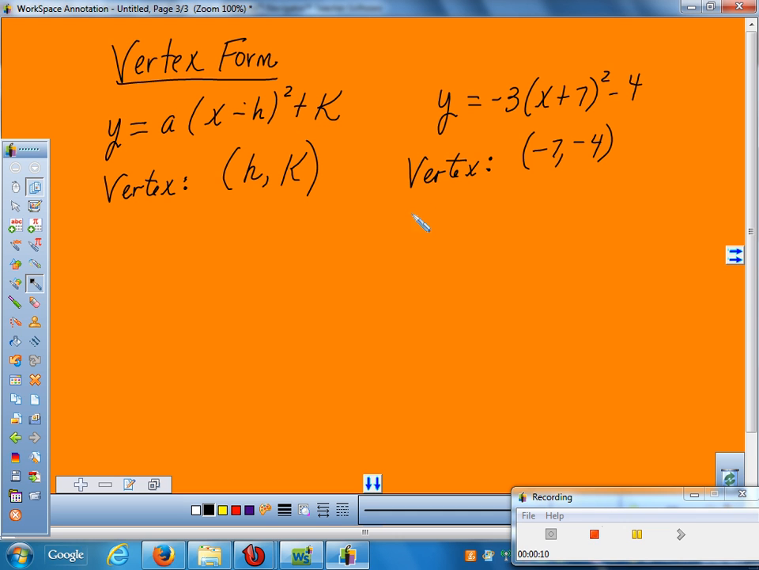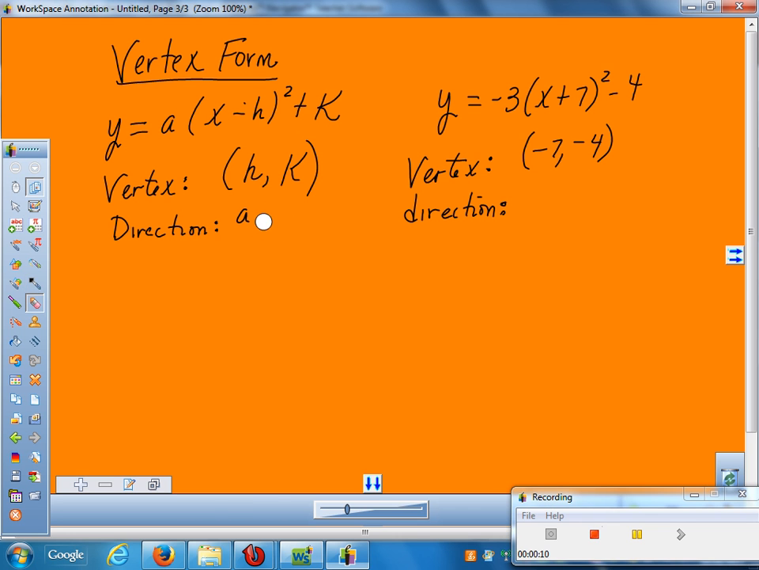Then I'm going to ask you some other things. I'm going to ask you what direction it will go in. How do you know whether this parabola is going to curve up or curve down? Yeah, the sign in front. So when we talk direction, we look at this number up front, which is a. If you have a positive a, it goes up. If you have a negative a, it goes down.